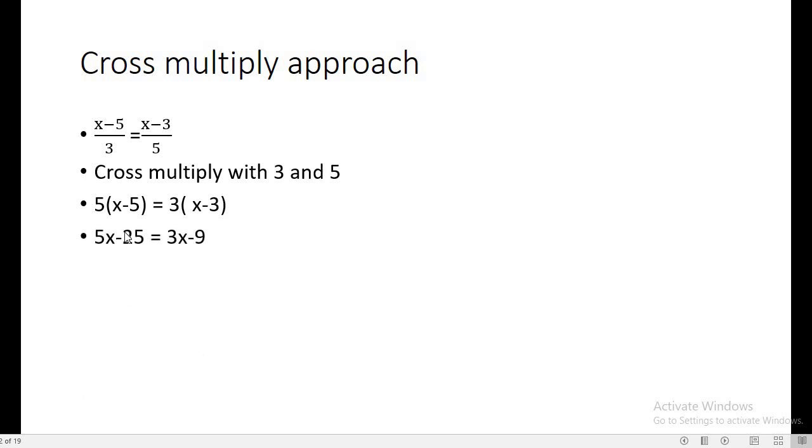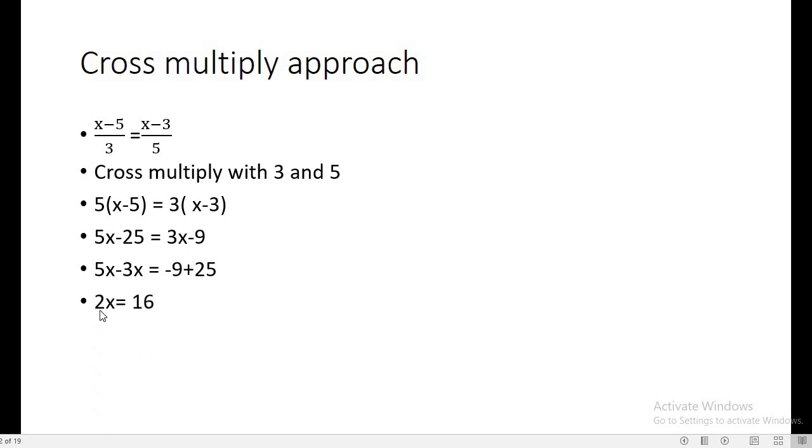Again using the distributive property, we will multiply x with 5 and 5 with 5. Similarly x will be multiplied by 3 and this 3 will also be multiplied by 3. So 5x minus 25 is equal to 3x minus 9. As there is no denominator now, separate the variables and constants. So bring this 3x to the left hand side and minus 25 will be sent to the right hand side. So 5x minus 3x is equal to minus 9 plus 25. This is negative 25; when it is transposed to the right hand side it will become positive 25.